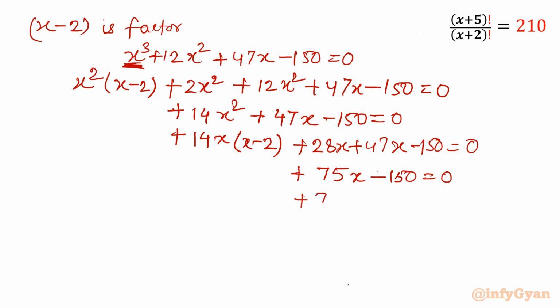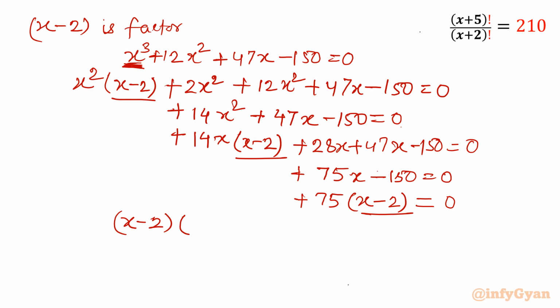If you take 75 common out, then x minus 2. Now you can see x minus 2 appears in every term. So we will take x minus 2 common, and in the second bracket we will have x square plus 14x plus 75 equal to 0. This is how you will factorize this cubic polynomial or cubic equation. Now once the solution is clear, x equal to 2, we have to solve this quadratic equation.